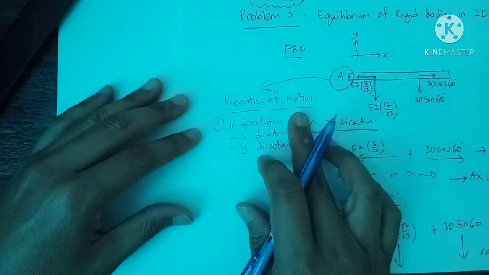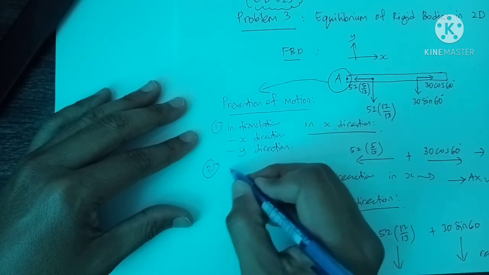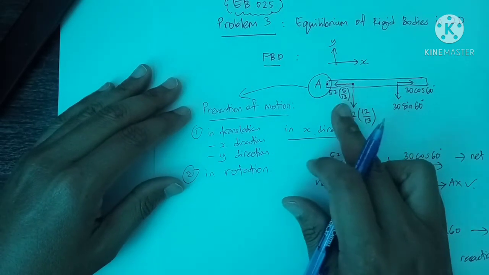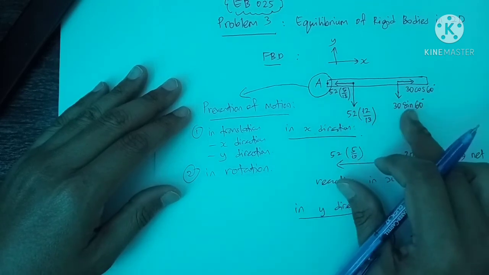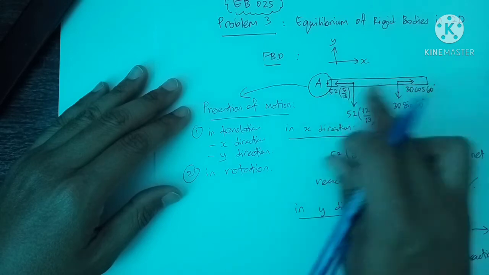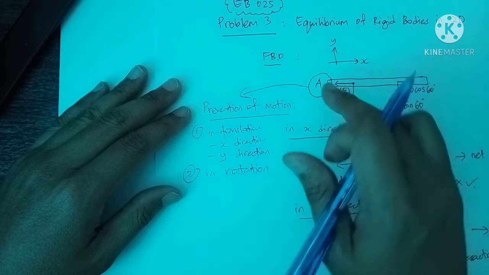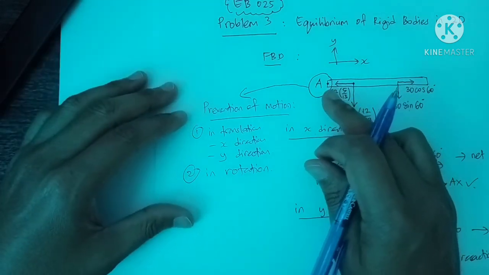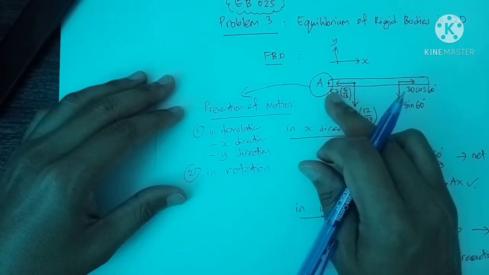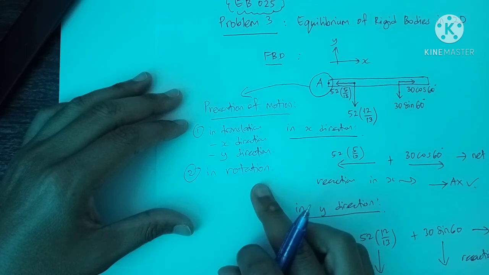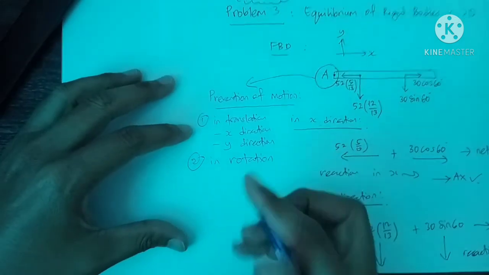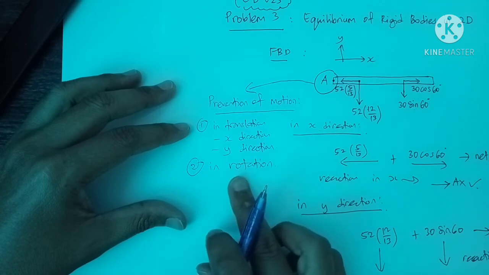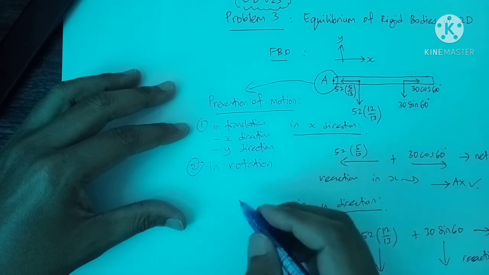The next prevention of motion is in terms of rotation. As you can see from the FBD, both 52 and 30 Newton try to rotate the body at point A. We try to rotate the bolt at A, but it cannot do that anymore because the bolt is tightened up to its maximum limit. So the bolt will prevent the motion in rotation. Now the equilibrium is achieved. To prevent the rotation, the bolt will provide a moment, or the reaction moment.